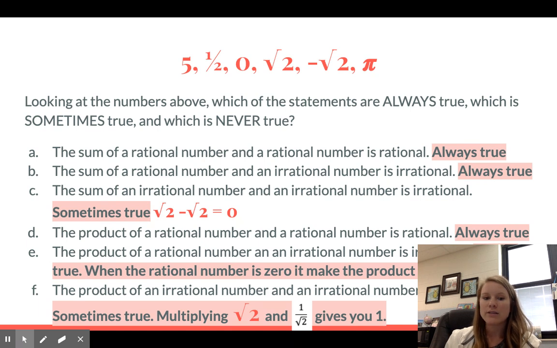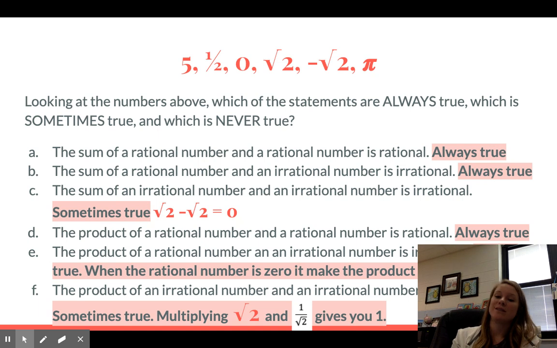All right, now let's look at E part. The product of a rational number and an irrational number is irrational. That's almost true. Okay, so we've got 0 as a rational number, and when we multiply by any irrational number, that's going to give us 0. Okay, so that product is rational. So that one is almost always true, except when 0 comes into play.